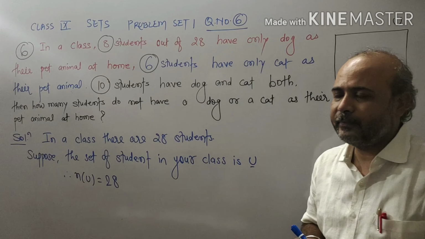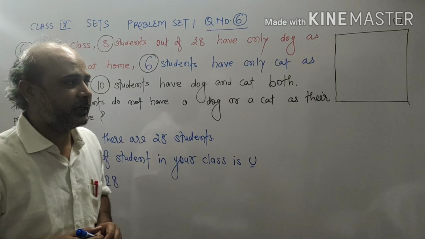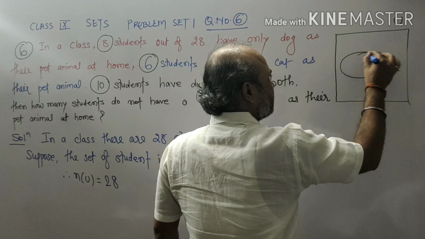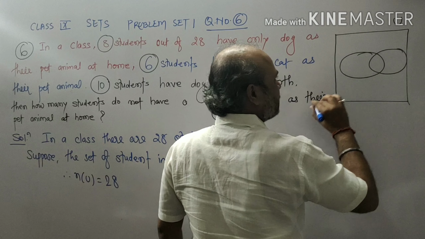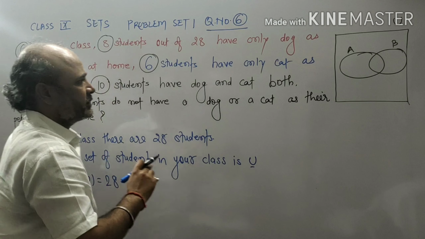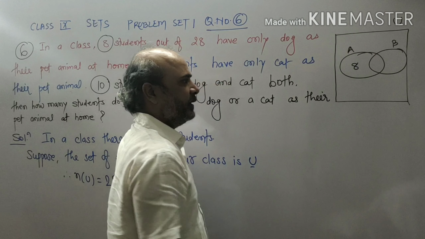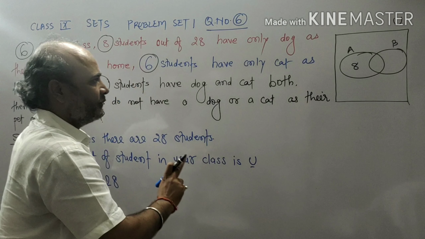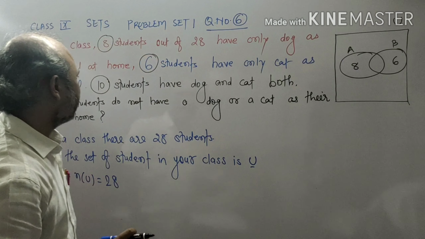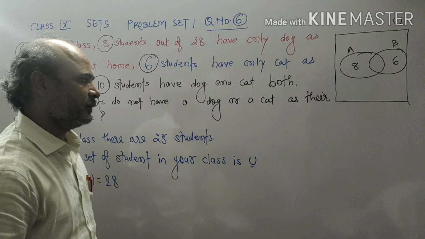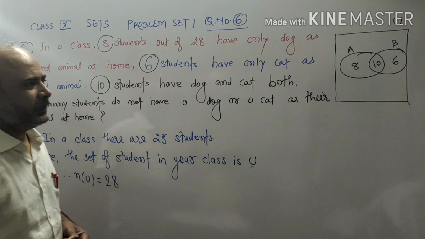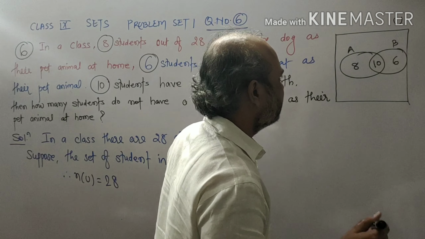Here, what is the meaning of only, student? I want to show you by using a Venn diagram. So this is the Venn diagram, the universal set. This is set A, this is set B. Only 8 students, so this will be 8, and 6 students have only a cat, so this is 6. The intersection is given to you: 10 students have a dog and a cat both, so A intersection B is 10.